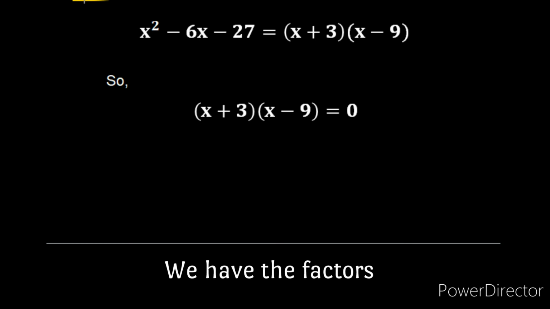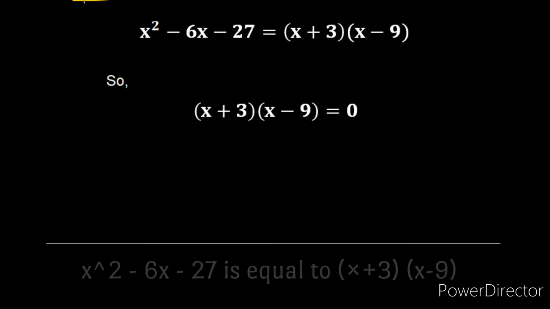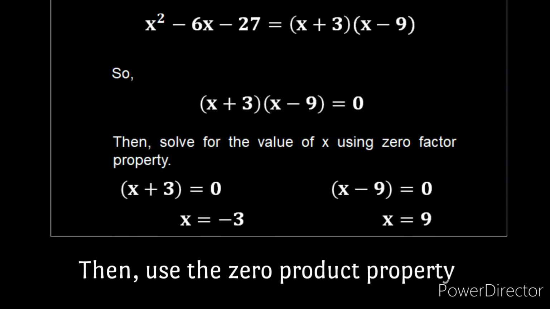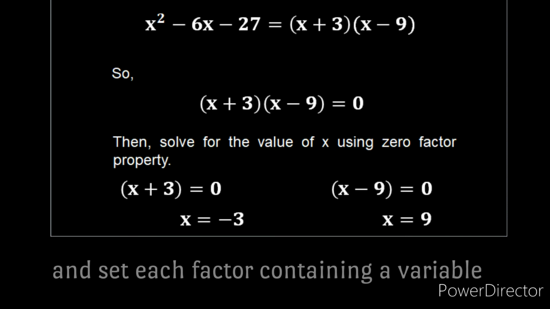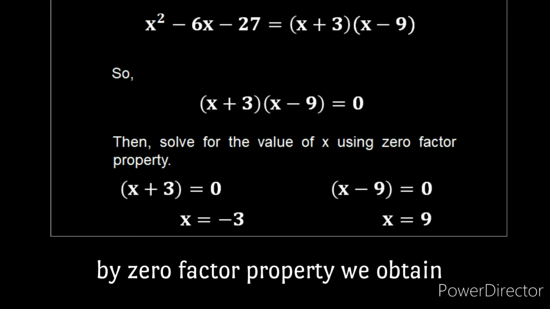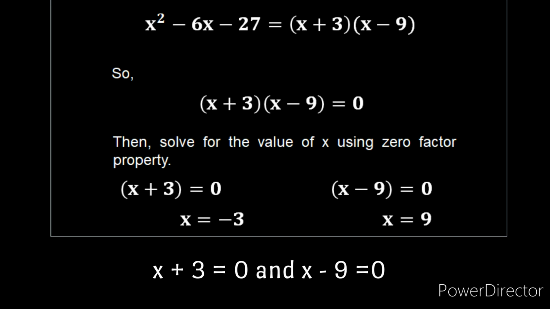We have the factors. We can now say that x² - 6x - 27 is equal to the quantity x + 3 times the quantity x - 9. Then, use the zero product property and set each factor containing a variable equal to 0. The factors of the given quadratic equation are x + 3 and x - 9. By the zero product property, we obtain x + 3 = 0 and x - 9 = 0.